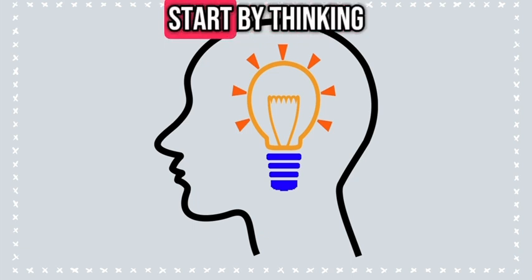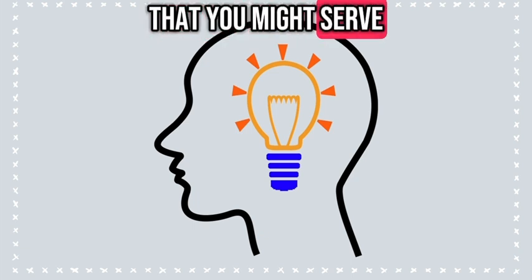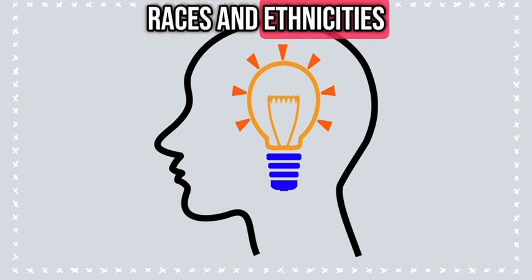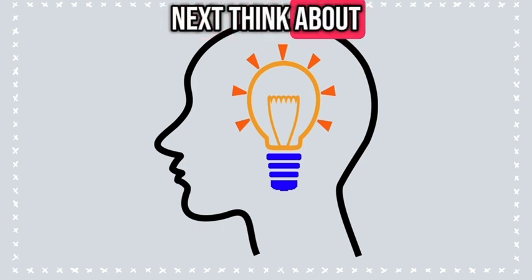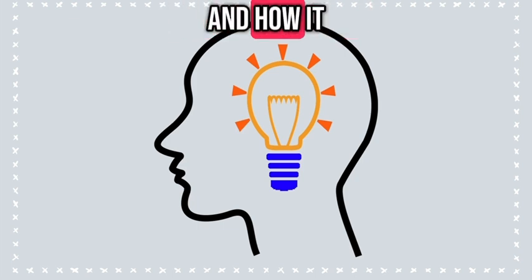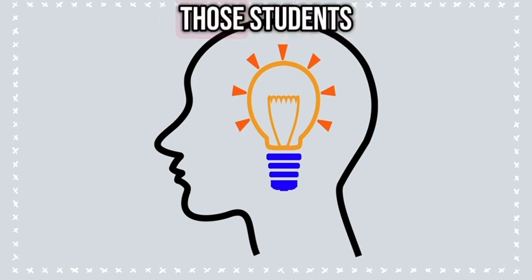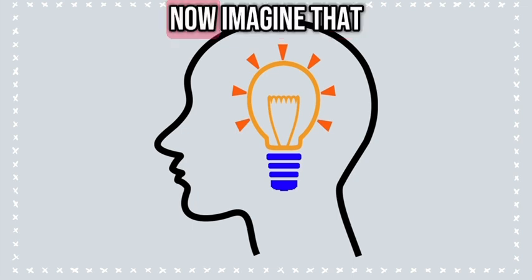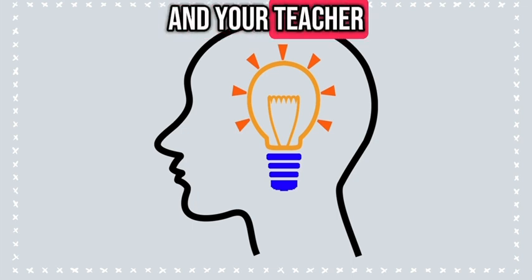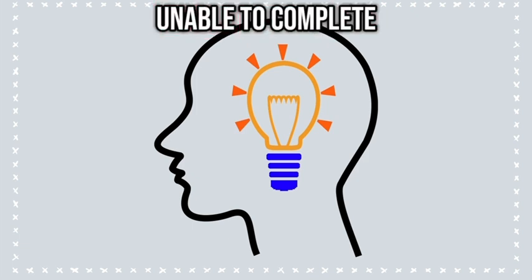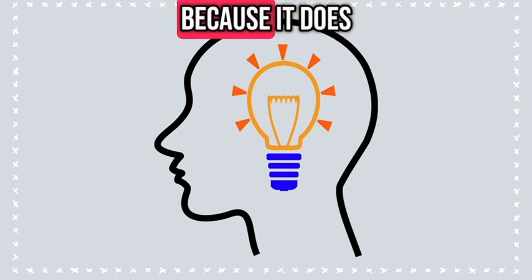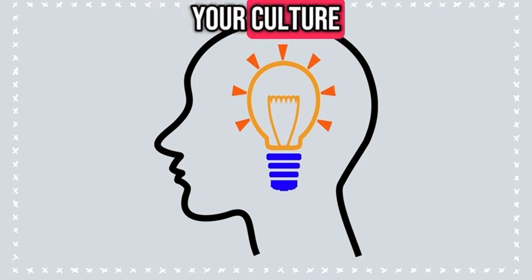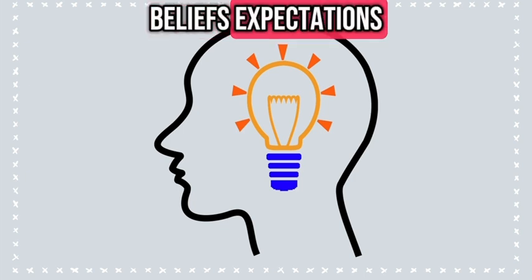Let's begin this lesson by thinking about a classroom or a school that you might work at in the future. Start by thinking about the students that you might serve and the varying races and ethnicities of those students. Next, think about your own race and or ethnicity and how it might be similar or different from those students. Now, imagine that you are a student and your teacher has designed a lesson that you are unable to complete or participate in because it does not align with your culture or your own beliefs, expectations, or values.